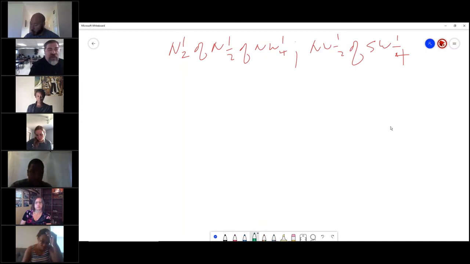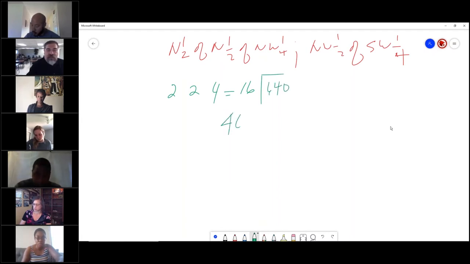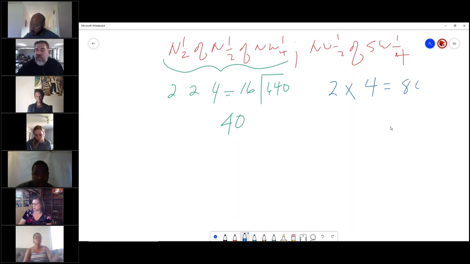Let's figure the denominator: 2, 2, and 4. That's 16. 2 times 2 times 4 is 16. Yes. It goes in 640 40 times. That is just this portion. We now have to do this one. 2 and 4. That equals 80. That's just this portion.